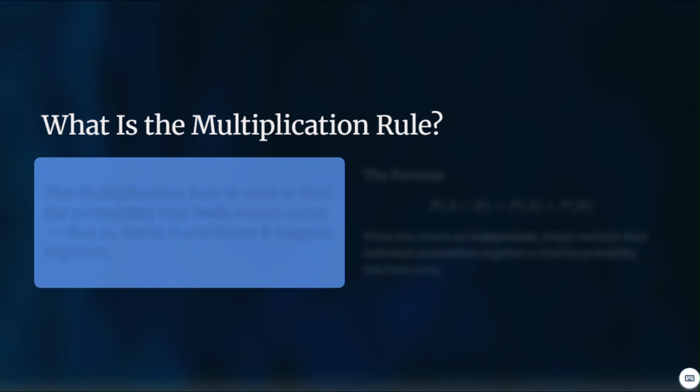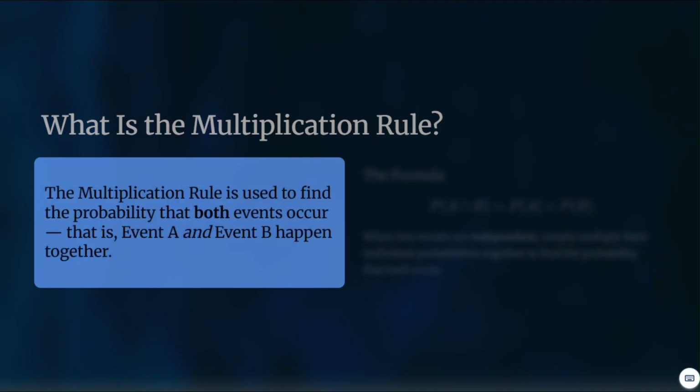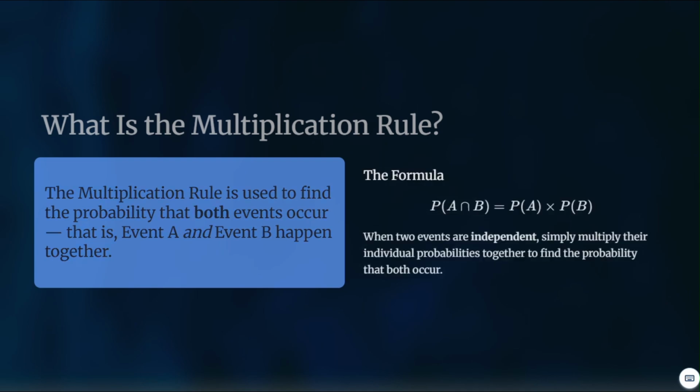What is the multiplication rule? The multiplication rule is used to find the probability that both events occur, that is, event A and event B happen together. The key word is "and". And the formula is: the probability of A and B, that is the probability of A intersection B, is equal to the probability of event A occurring times the probability of event B occurring. And that is for independent events. So you'll simply multiply their individual probabilities together to find the probability that both occur.